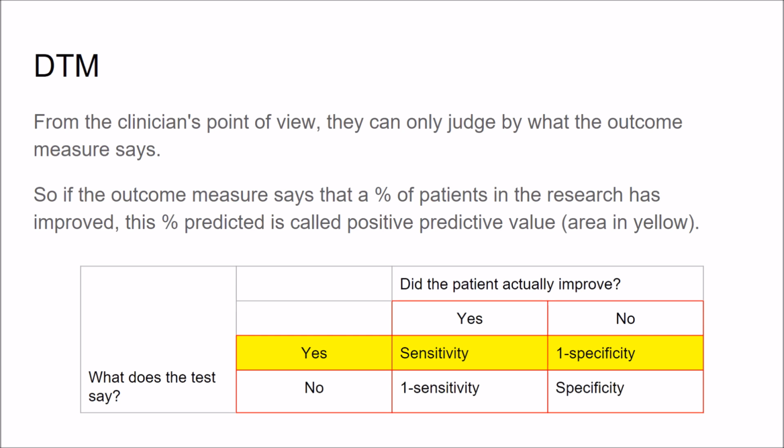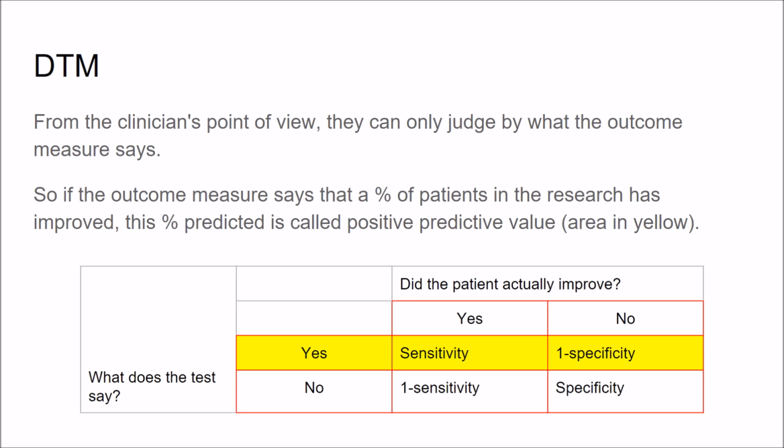How do we calculate this positive predictive value? Is to take the number of people who, after administering the test, show that they have actually improved on the test, and then you divide that by the overall people who, whether they have actually improved or not, the test still says that they have actually improved. Okay, so this is what's called positive predictive value.